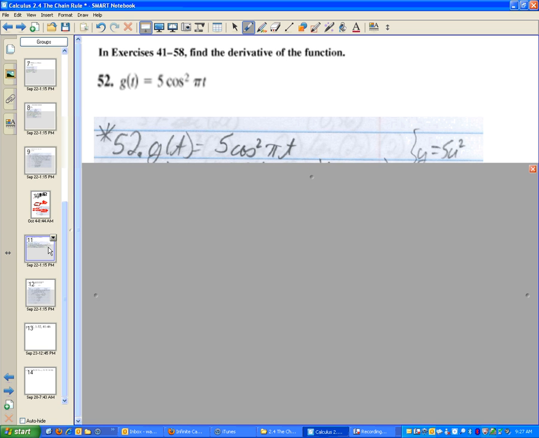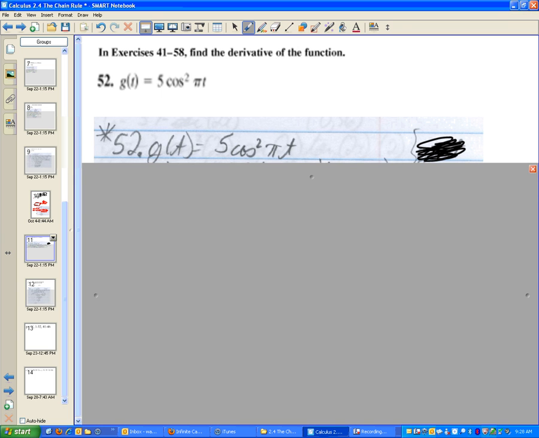We can come back. Number 52. The directions still say, find the derivative. G of t equals 5 times cosine squared of pi t. All right, now, we just got through talking about quotient rule inside of a chain rule or chain rule inside of a product rule. On this one, we get to have the chain rule inside of the chain rule. That's exciting.